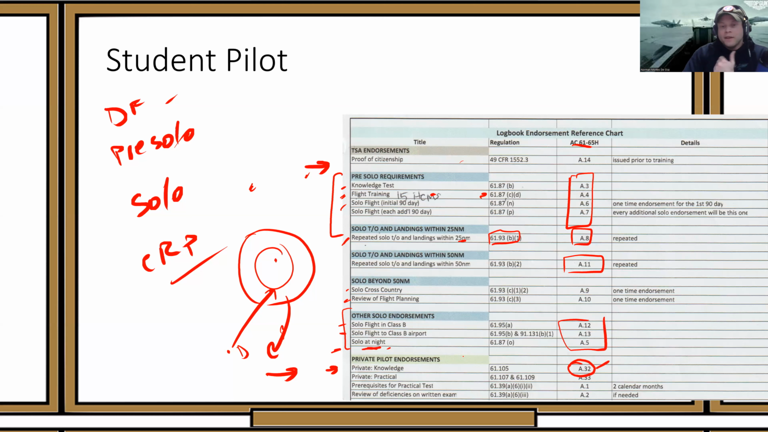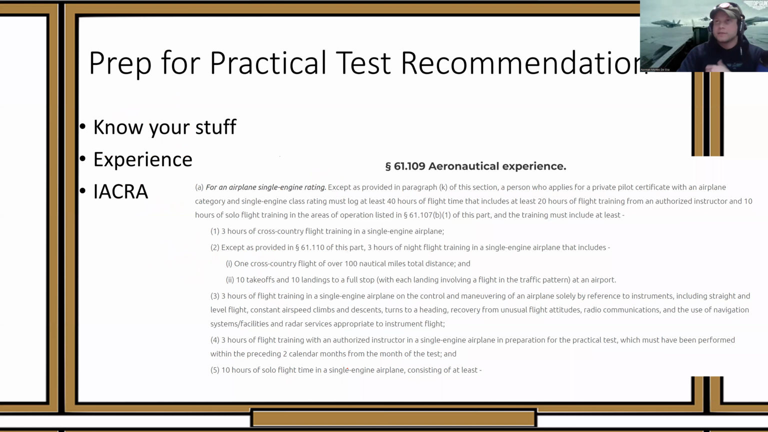So their knowledge exam, when they're ready for the practical exam, you're going to send them out with the endorsement. And then if they fail the knowledge exam, you'll need to do a review of deficiencies on the written exam and then re-endorse them for the knowledge exam. And you want to review the prerequisites for all of your endorsements to make sure that they are completing all the experience required. So let's talk about preparing for the practical test.